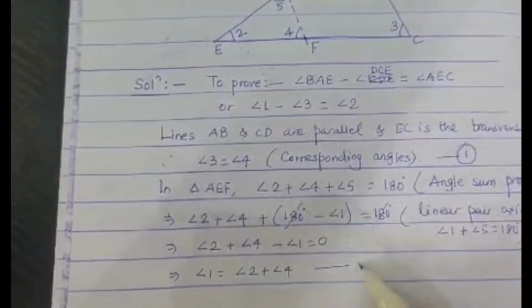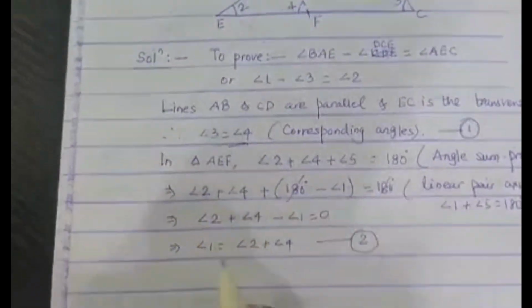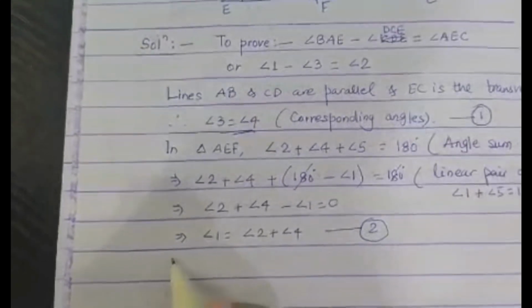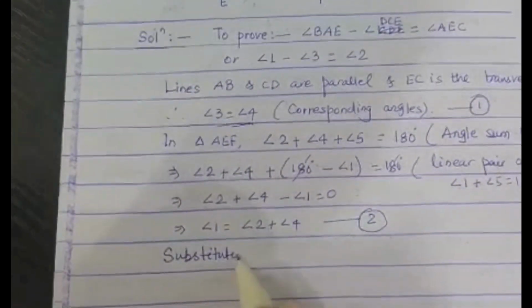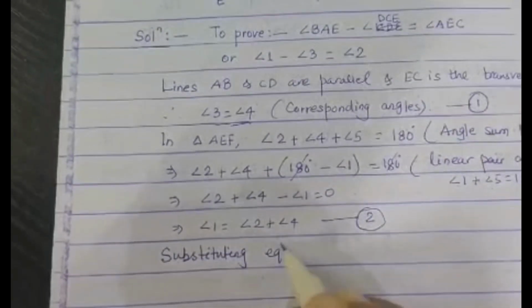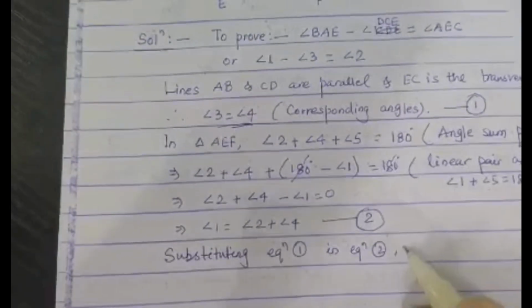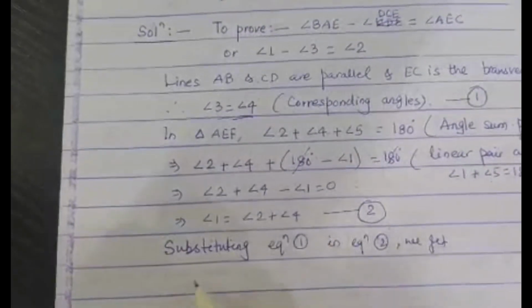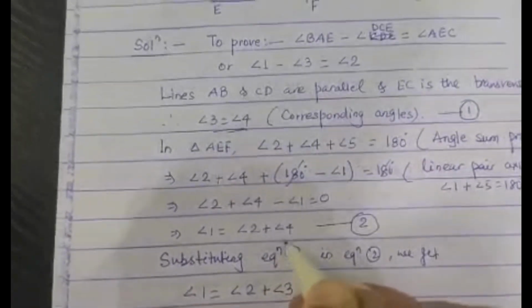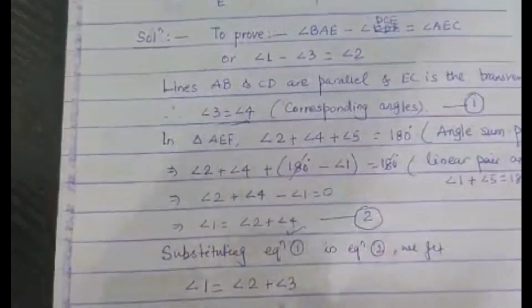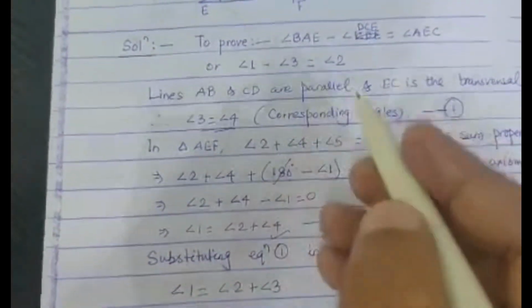Now let us write this as equation 2. Now we will substitute angle 3 equal to angle 4, substituting equation 1 in equation 2, we get angle 1 equal to angle 2 plus angle 3. In place of angle 4 I am writing angle 3, so angle 1 equals angle 2 plus angle 3, and we had to prove angle 1 minus angle 3 equal to angle 2.